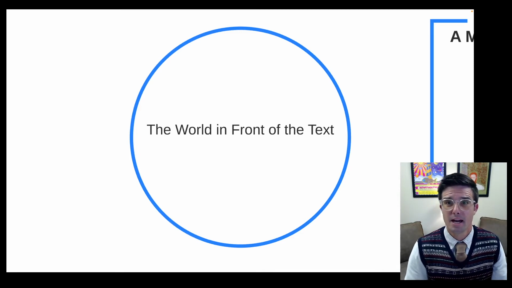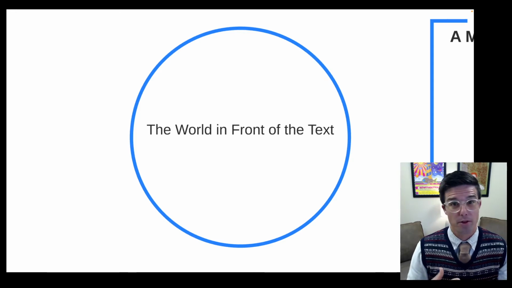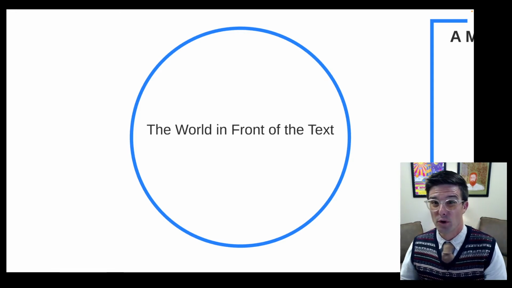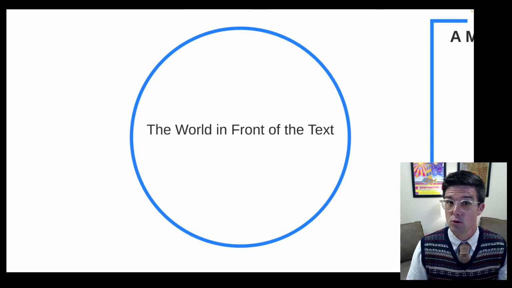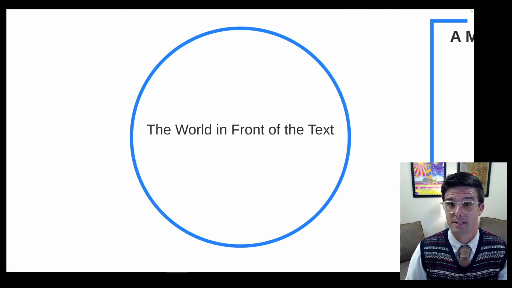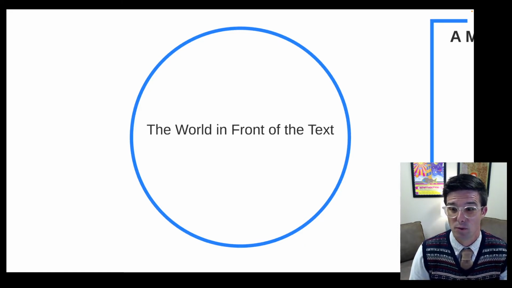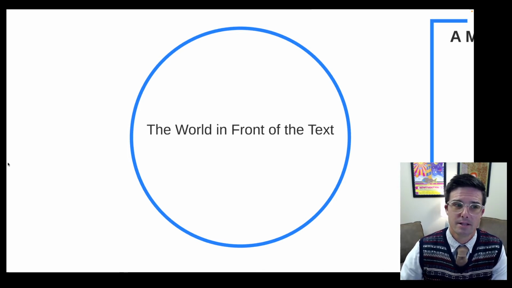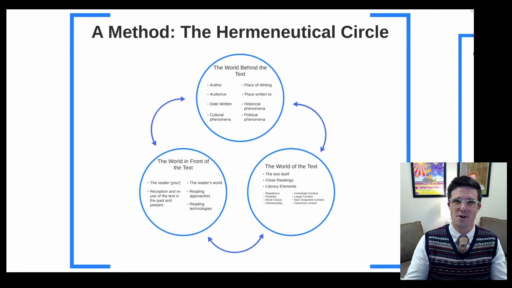We'll talk about why we're beginning with the world in front of the text rather than the world behind the text or the world of the text. I'll show you a few resources you might use to engage the world in front of the text, and then I'll give you some different strategies for how you might personally go about engaging the world in front of the text. So let's start over here with our hermeneutical circle.